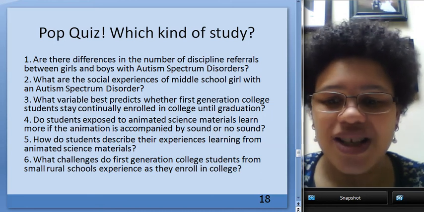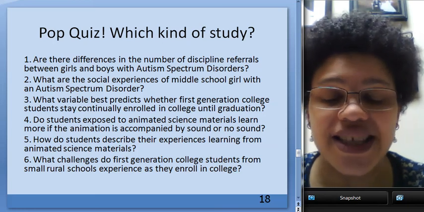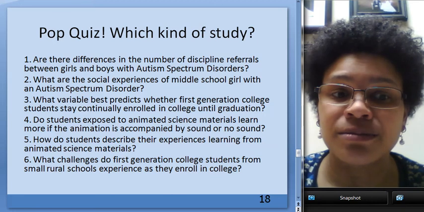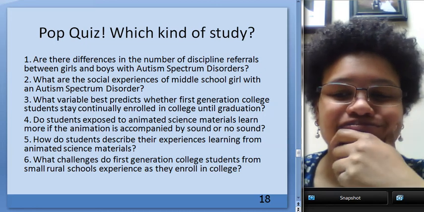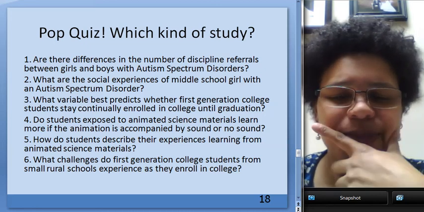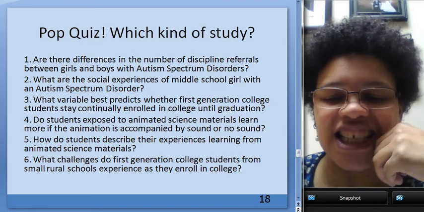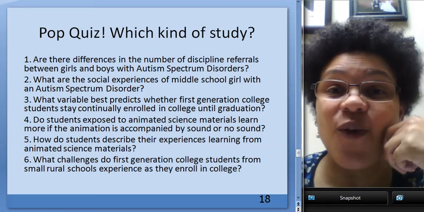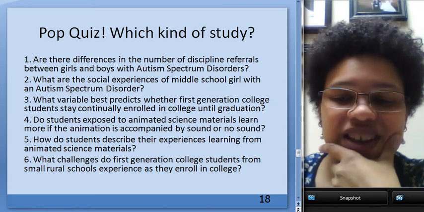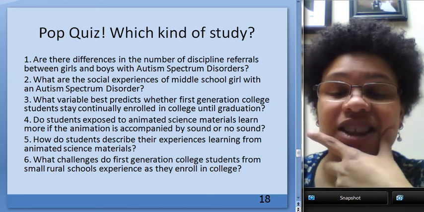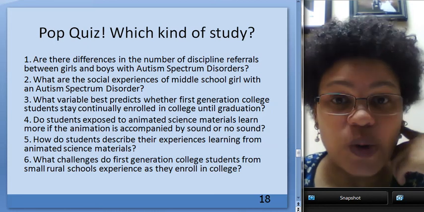Number 6, what challenges do first generation college students from small rural schools experience as they enroll in college? Quantitative or qualitative? Challenges. Let's see. What might be some of the challenges? If I come from a small rural school, I'm enrolling in college. I actually was in South Dakota for a year, at the University of South Dakota, and a number of the students were from small rural schools.